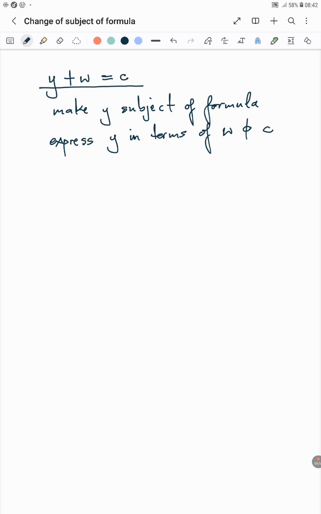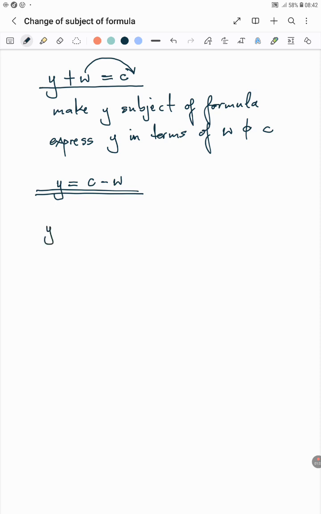So we want to leave only y on the left hand side, so we are going to take w to the right hand side, and if this w goes to the right hand side, its sign changes to negative. So our answer would be y is equal to c minus w.